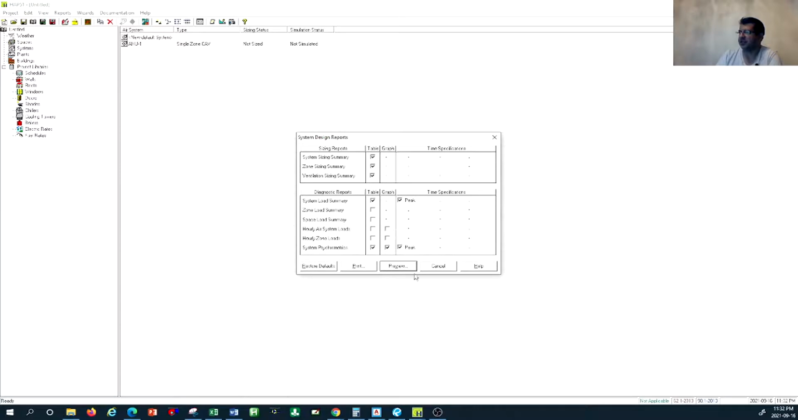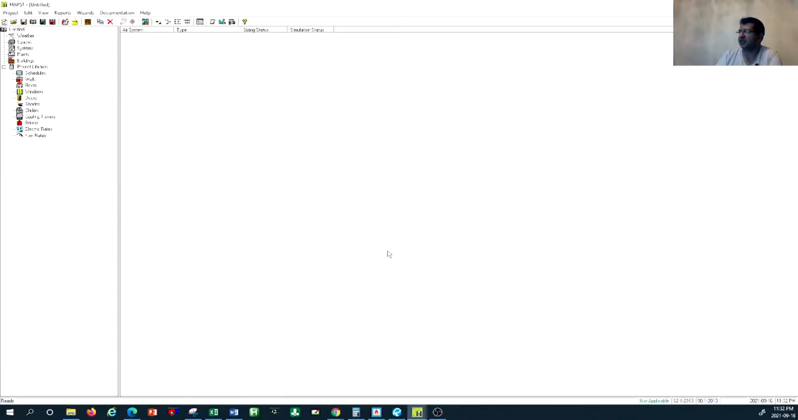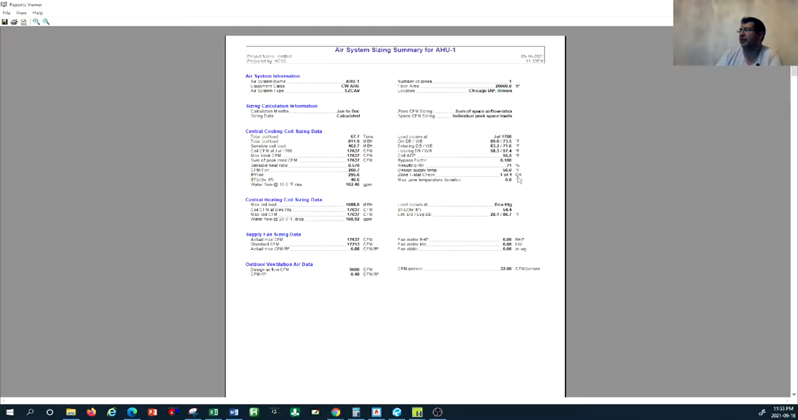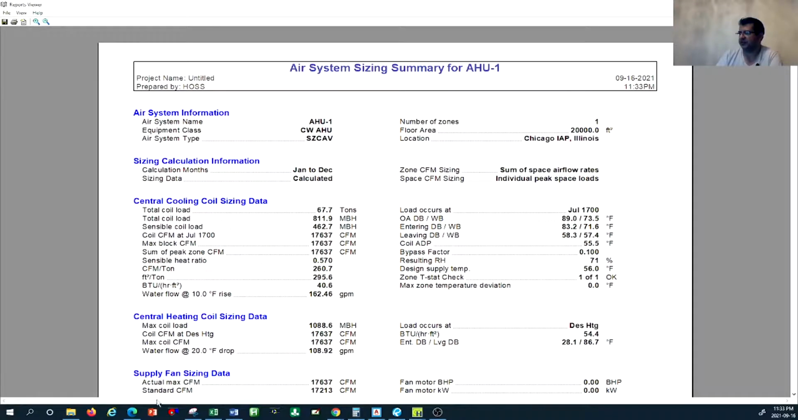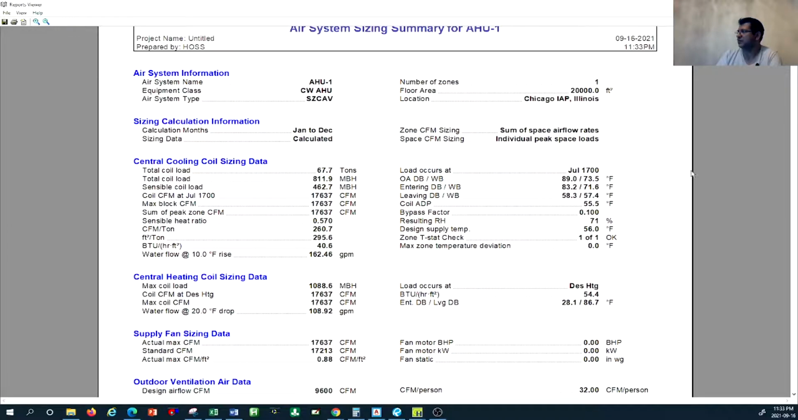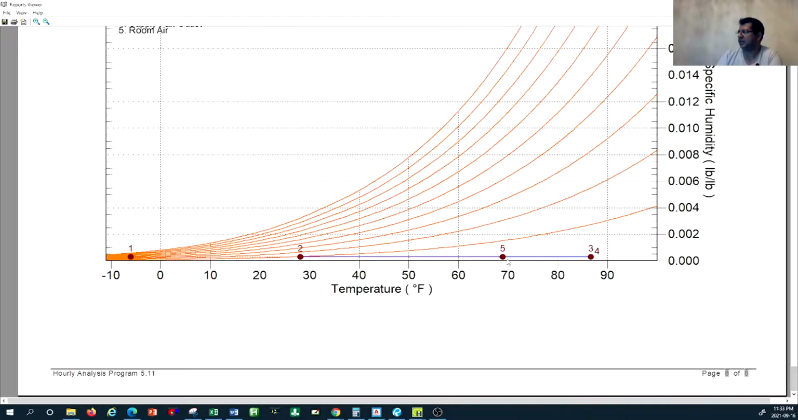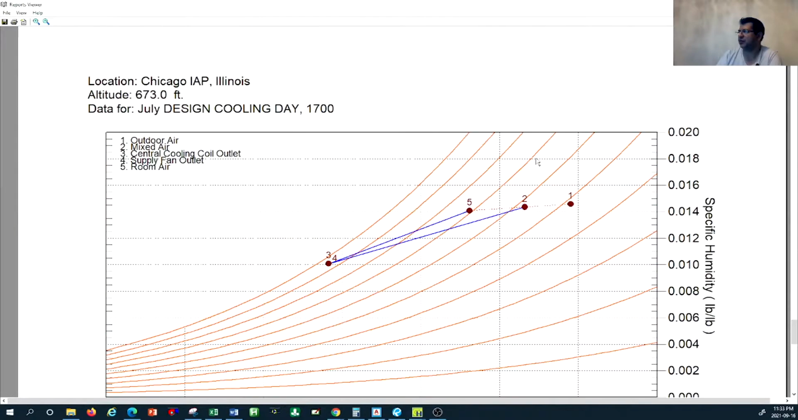I just keep this check marked as is. I just go in the preview section just to see the report quickly. So as you can see, just let me highlight this here. Before we look at this, I want to show you the psychrometric chart here for the cooling mode.